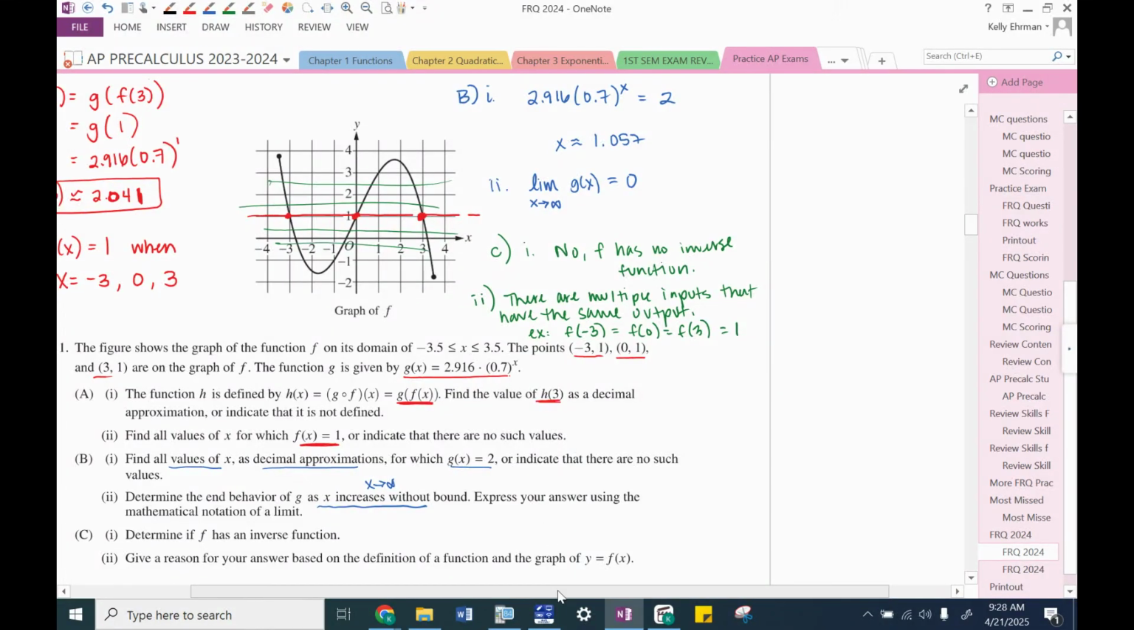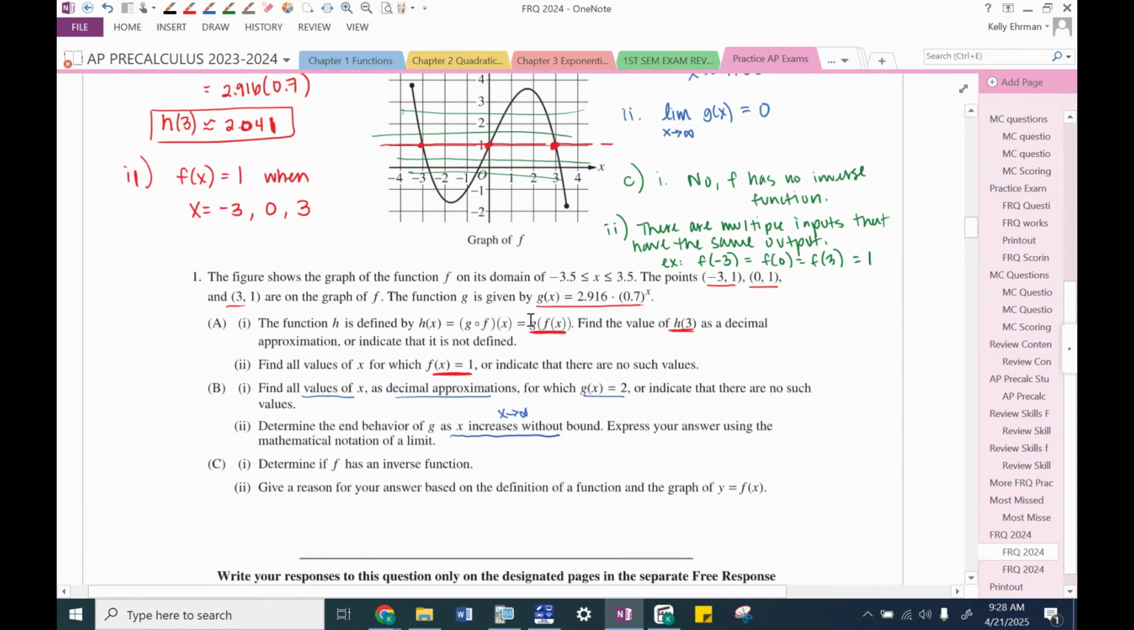All right. Question number 1 is always set up like this. The only thing they change are whether they give you a graph or a table here and what kind of equation they give you for G. But we always have these types of questions.